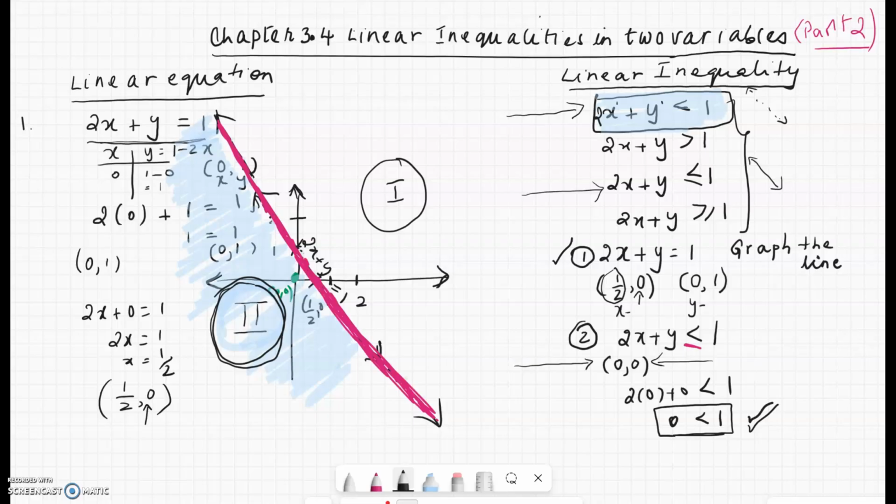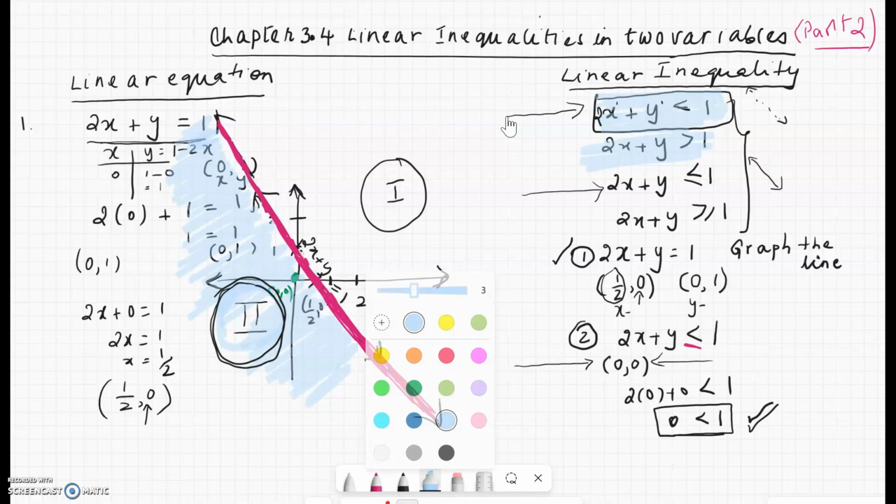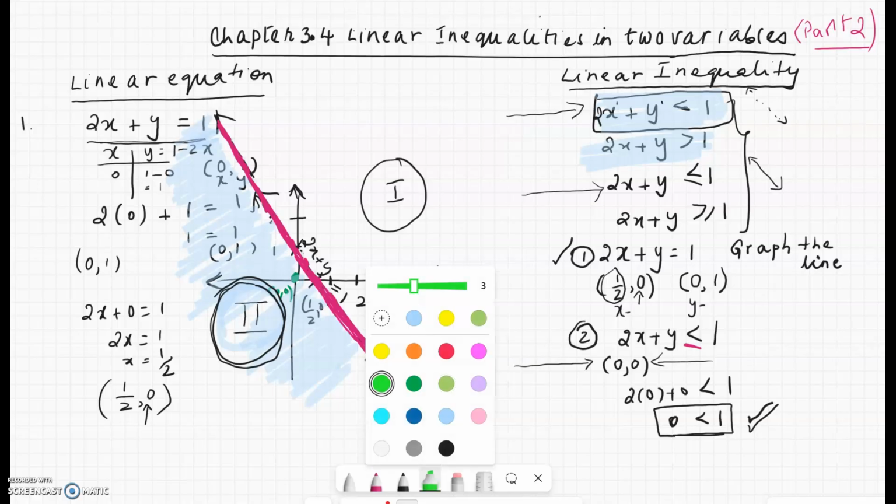Now, what if we had to solve the inequality 2x plus y is greater than 1? Okay, let's use a different color. Let's say 2x plus y is greater than 1, or 2x plus y is greater than or equal to 1. We're already done with the first step. The first step always is graph the line. So we're done. We already graphed the line.